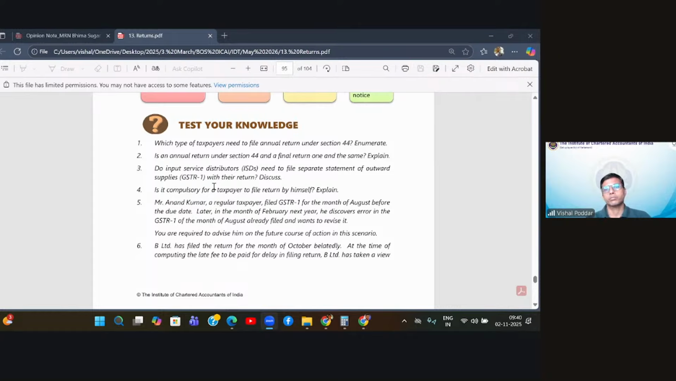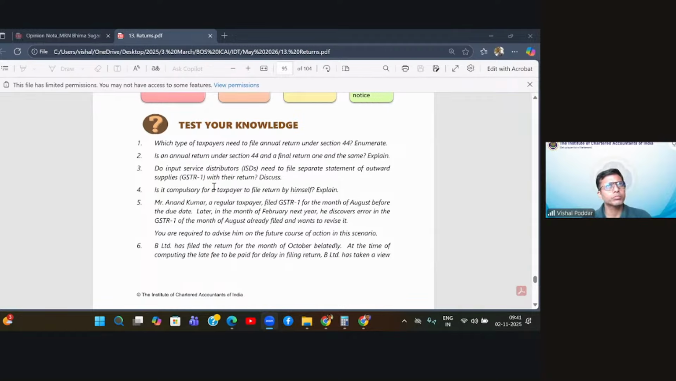Do an input service distributor need to file a separate statement of outward supplies, GSTR-1, with their return? Discuss. Yes, anybody would like to answer this? What is the situation relating to GSTR-1 for ISD? Yes, Geet. Yeah, so no, ISD are not required to file GSTR-1 because they are not making any outward supplies.